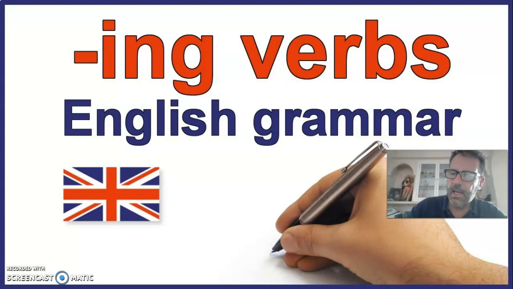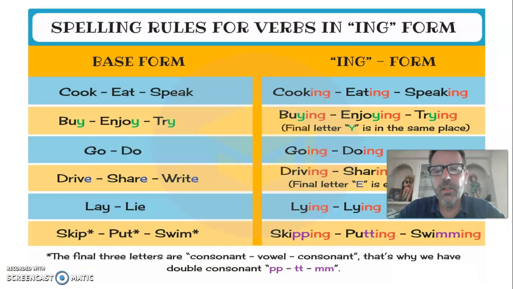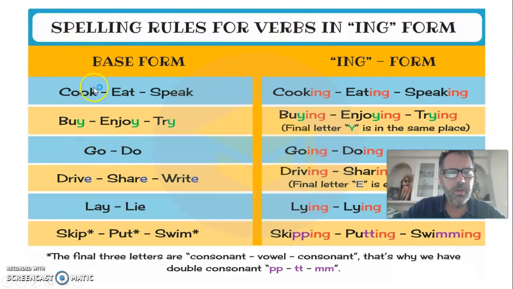Okay, now watch. Let's go for the English tutorial, and we're going to use the spelling rules for verbs in ing form. Here in this part we've got base forms. That means present simple: enjoy, try, go, do, drive, share, write, lay, lie, skip, put, swim. Now I'm going to transform them, or use the form of ing.